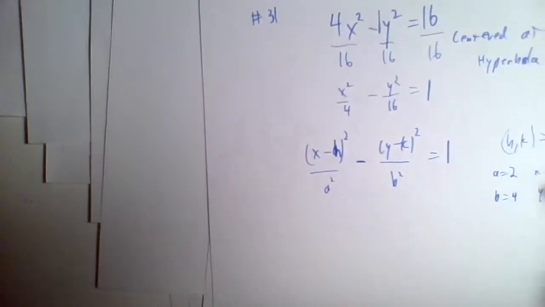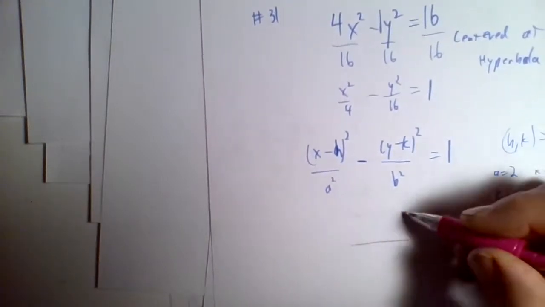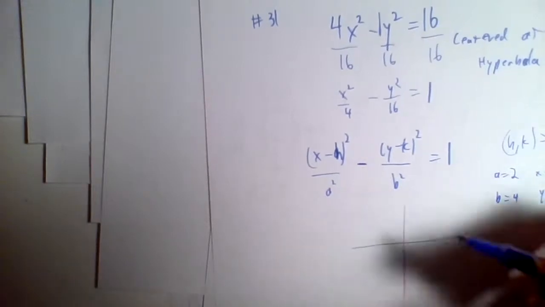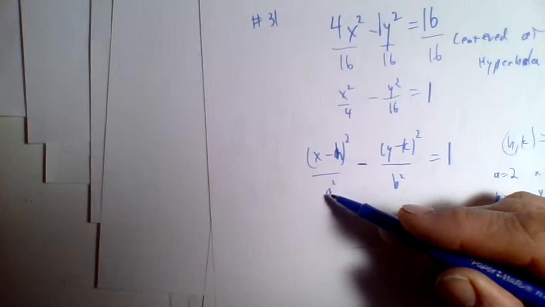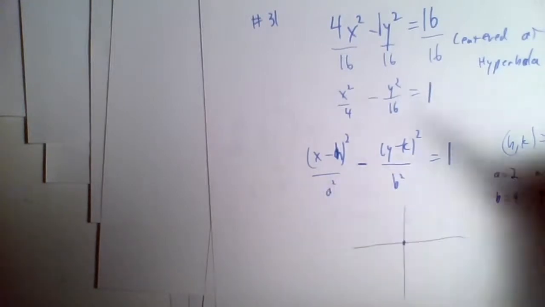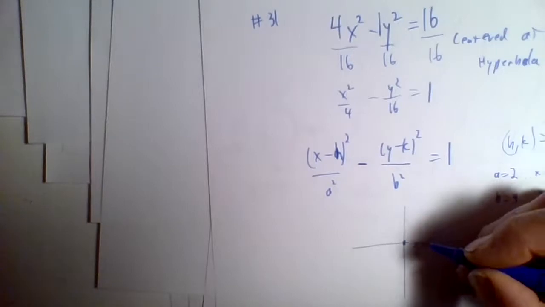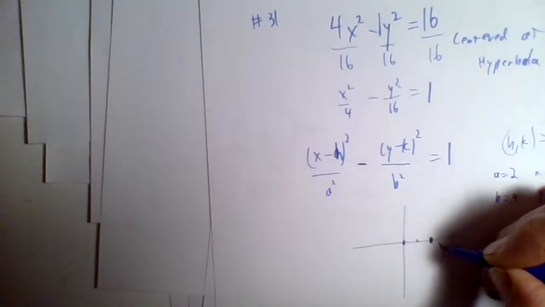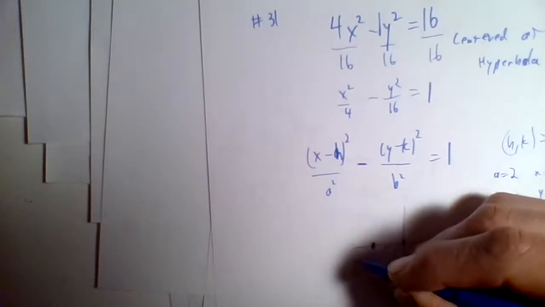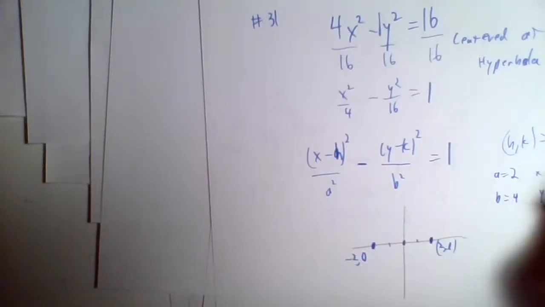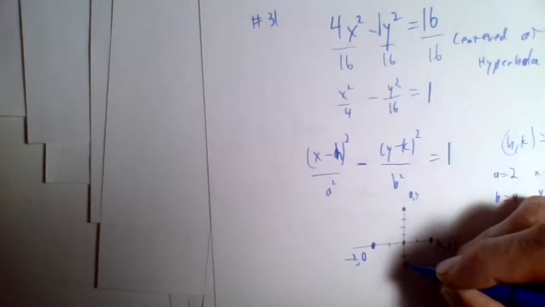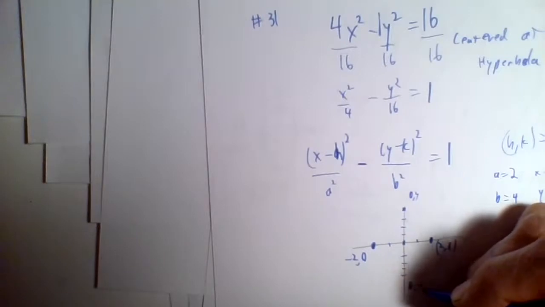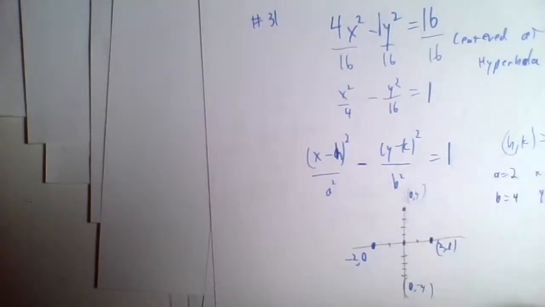Centered at 0, 0 this time. a is actually smaller than b in this, but a is whichever one's on the positive term here. In this case, a would be x. It's 2 in the x direction. So I'm going 2 units in the x direction to 2, 0, and negative 2, 0. And I'm going 4 units in the y direction up to 0, 4, and down to 0, negative 4. Those are the points in the rectangle.